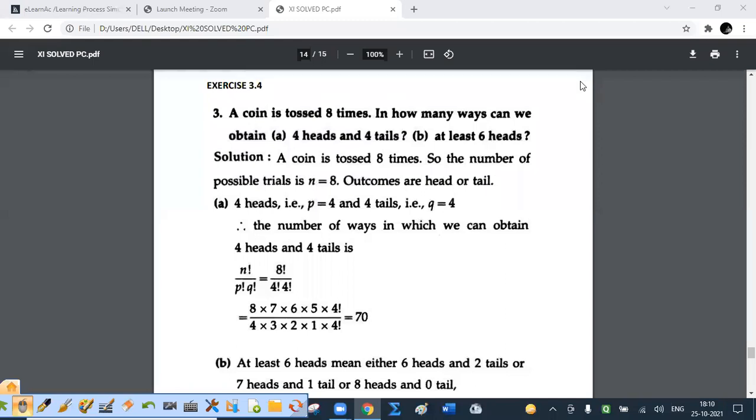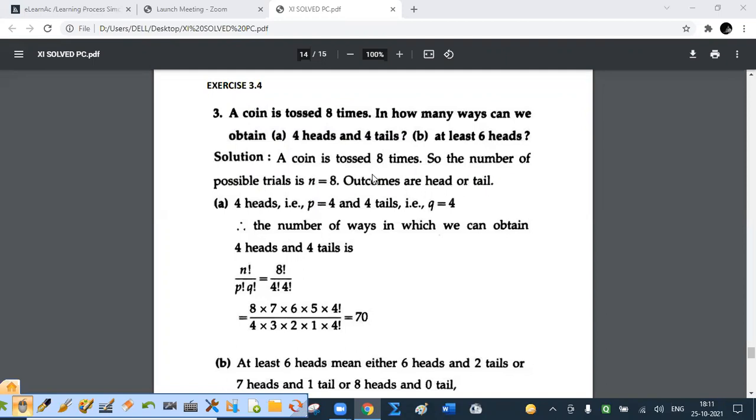In the last lecture, we discussed permutations of n things taken all at a time, but all are not distinct. Some of them are similar. Exercise 3.4, third sum. A coin is tossed 8 times. In how many ways can we obtain A part, 4 heads and 4 tails? B, at least 6 heads.